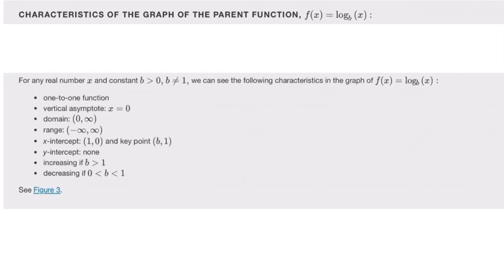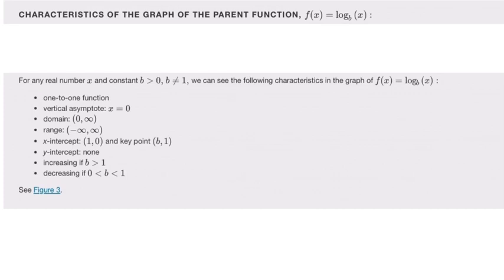It has a vertical asymptote of x equals 0, so the y-axis serves as a vertical asymptote. The domain is the open interval from 0 to infinity. The range is all real numbers, so negative infinity to infinity. It crosses the x-axis at (1, 0), so the x-intercept is 1 comma 0, and you have a key point (b, 1). It doesn't cross the y-axis.